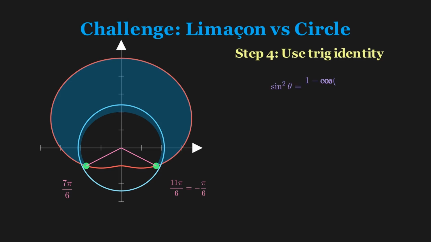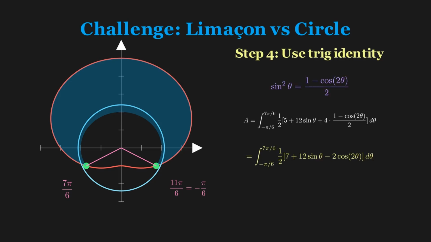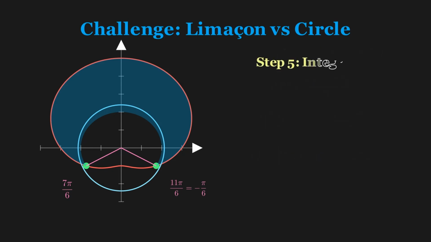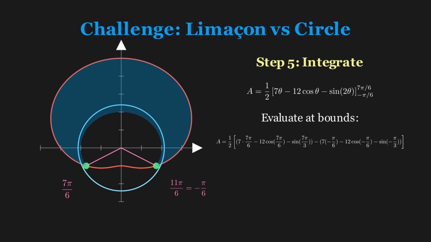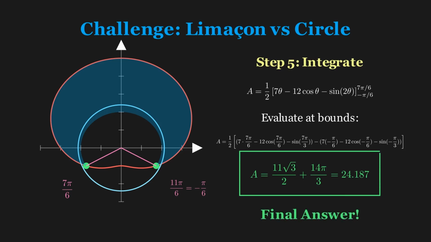For sine squared theta, we use the identity sine squared theta equals (1 minus cosine 2 theta) over 2. Substituting this, we get A equals 1/2 times the integral of 5 plus 12 sine theta plus 2 times (1 minus cosine 2 theta) d theta. This simplifies to A equals 1/2 times the integral of 7 plus 12 sine theta minus 2 cosine 2 theta d theta. Now integrating, A equals 1/2 times (7 theta minus 12 cosine theta minus sine 2 theta), evaluated from -pi over 6 to 7 pi over 6.